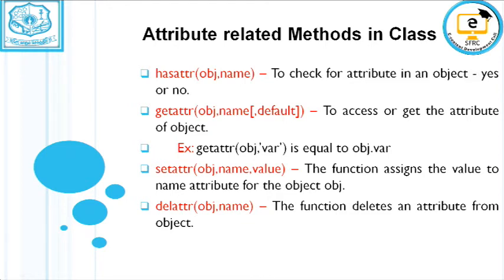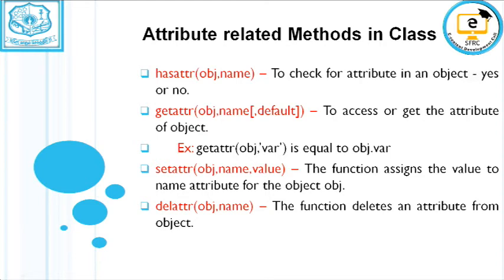Getattr means you can retrieve the attribute, or you can access the attribute of the corresponding object. For example, consider you are going to hold a variable var for an object. Then getattr of object comma var is equivalent to obj.var. So, you can retrieve the value of var using getattr.